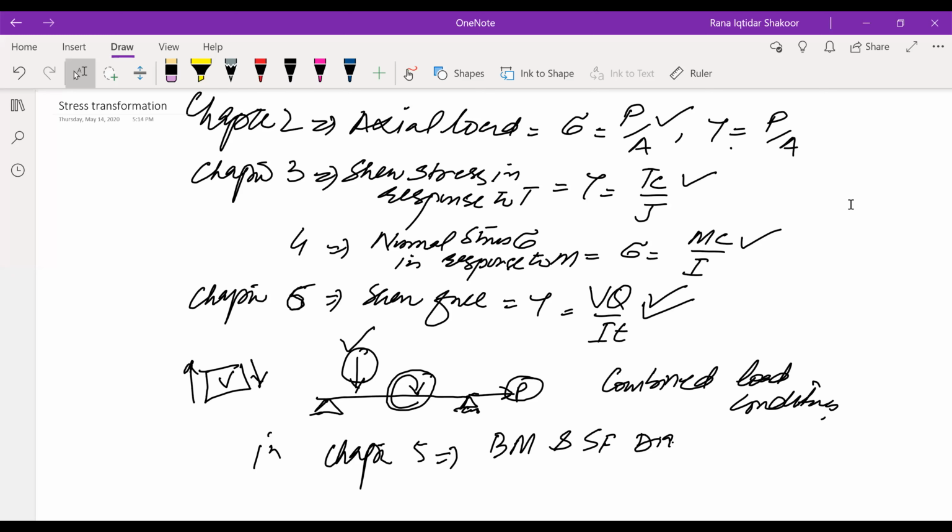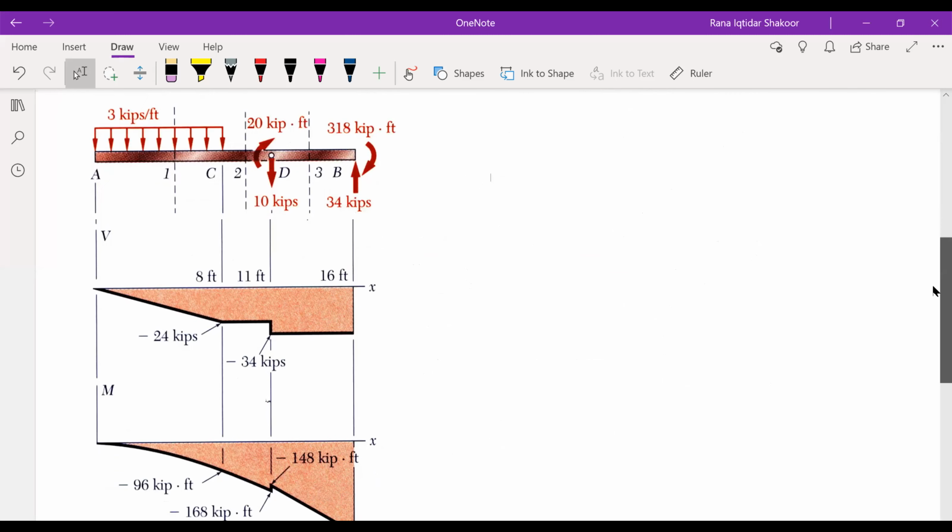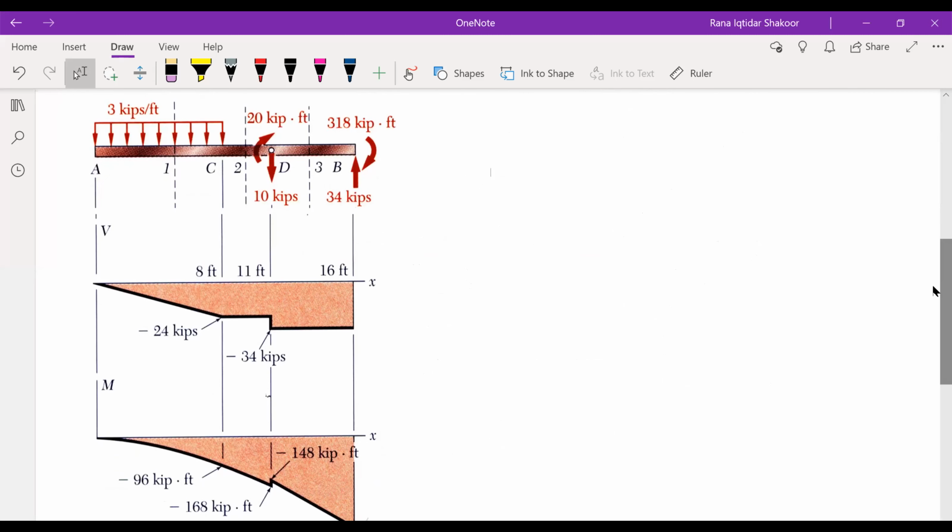So I was discussing that in chapter 5 we discussed primarily the bending moment and shearing force diagrams, right? So what are bending moment and shearing force diagrams, and what do they tell us? For example, this is an example we took from the book. We say that these are different types of loadings. There is a bending moment here. These are basically the point loads.